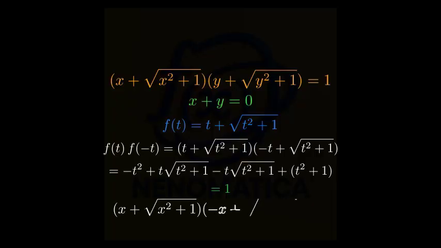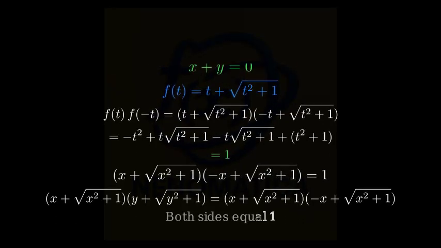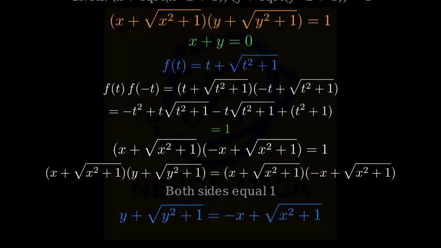We get x plus square root of x squared plus 1 times negative x plus square root of x squared plus 1 equals 1. Since the given product also equals 1, we can set the two products equal to each other. Notice that x plus square root of x squared plus 1 is strictly positive, so we can cancel it from both sides. That gives us y plus square root of y squared plus 1 equals negative x plus square root of x squared plus 1.